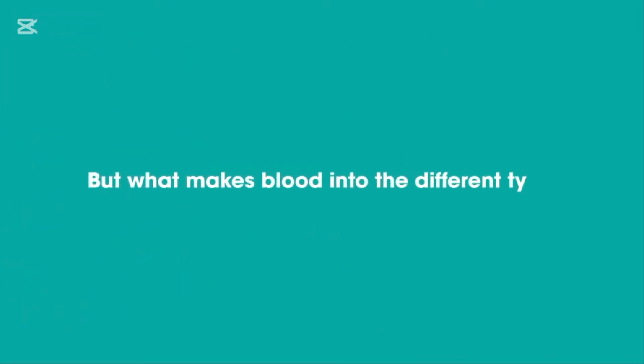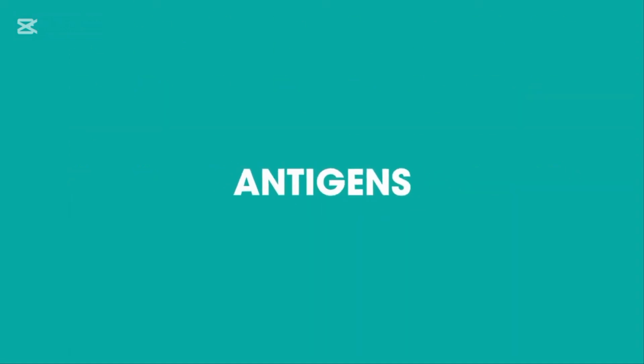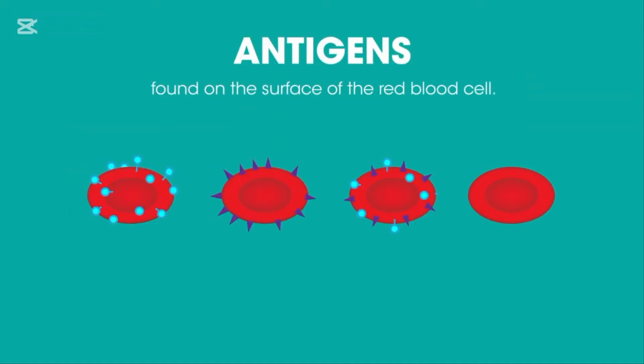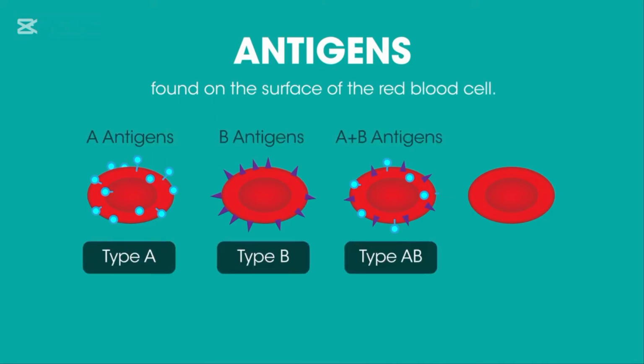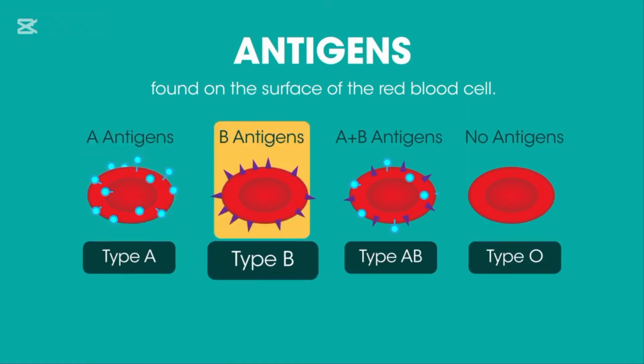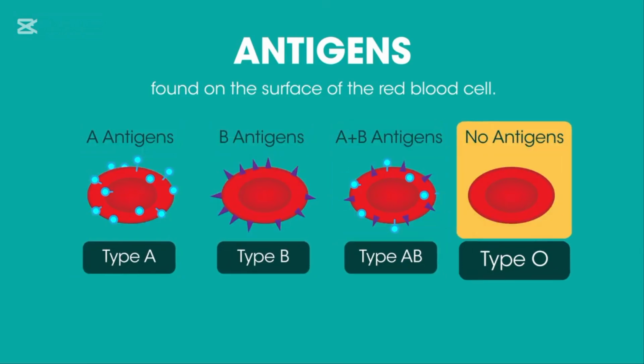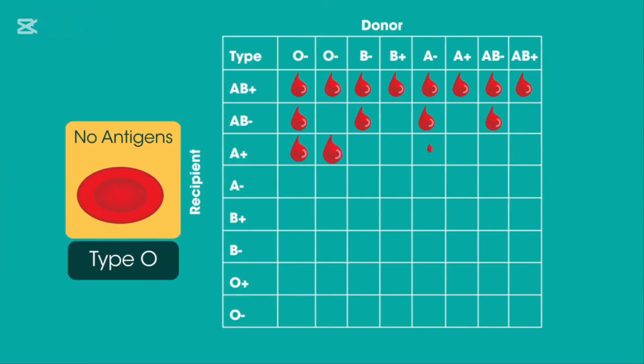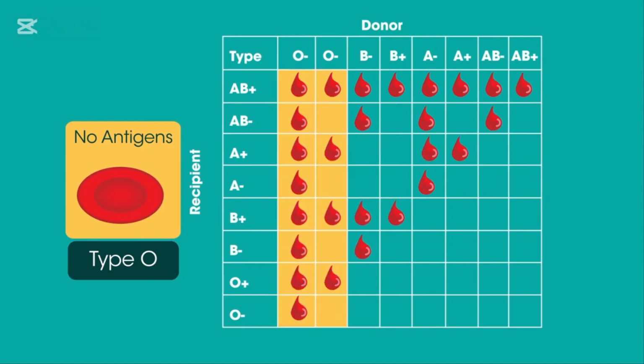But what makes blood into the different types? The type O, B, A or AB depends on little molecules called antigens that are found on the surface of the red blood cell. The antigens can be one of four options: A antigens, B antigens, both A and B antigens, or there may be no antigens. As you can see, the type of antigens you have determines which blood type you are. See how type O doesn't have any antigens? That's why it's the special blood type that can be donated to everyone else. It's known as the universal donor.